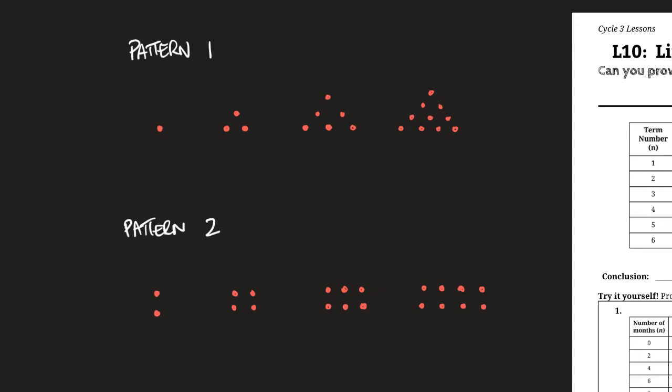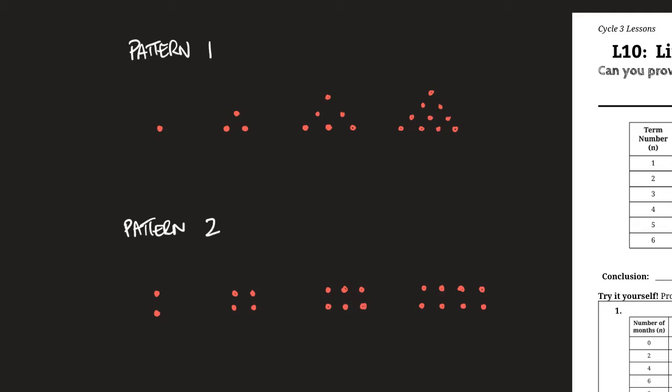This lesson is on linear and nonlinear patterns. So I have two patterns here. Let's take a look at both of these patterns. So the question is, what patterns can we find in these patterns? In order to do that, maybe let's start counting dots.